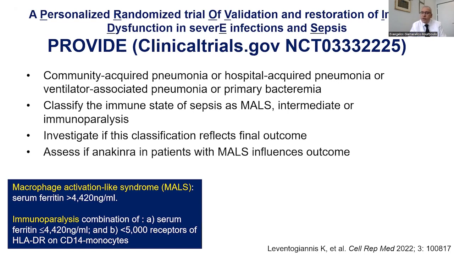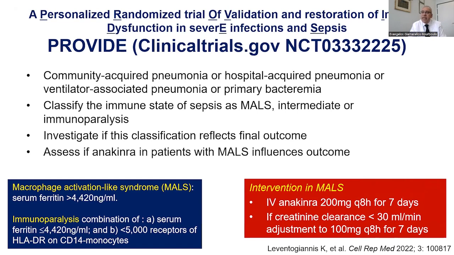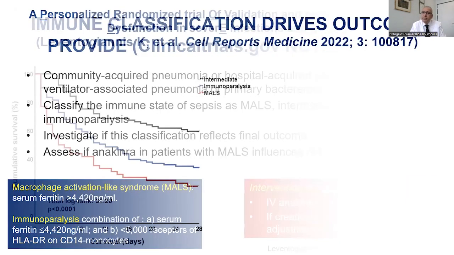So, which are our classification tools? Ferritin more than 4,420 signifies macrophage activation syndrome. But if ferritin is less than that, and in parallel the patient has less than 5,000 receptors of HLA-DR on CD14 monocytes, we call that sepsis-induced immunoparalysis. And our intervention in macrophage activation syndrome was in a double-blind randomized approach, either anakinra or placebo.